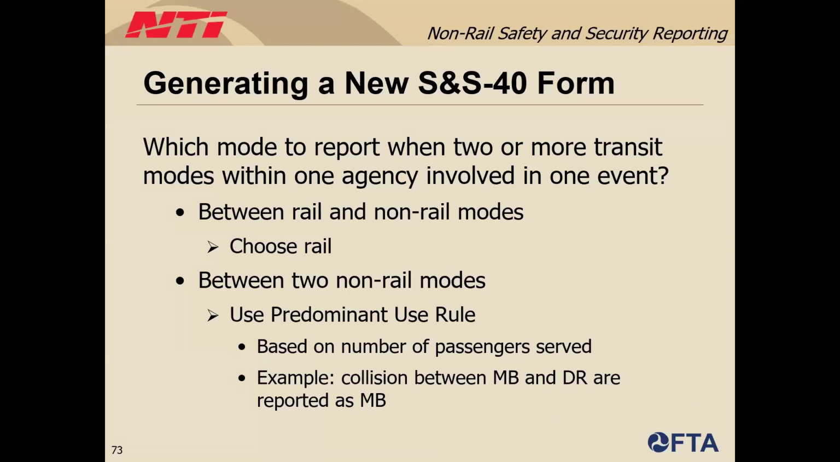If the event is between 2 non-rail modes, use the predominant use rule, which is typically based on ridership. For example, if a bus and a paratransit vehicle collide, report the event under the bus mode since it has higher ridership.